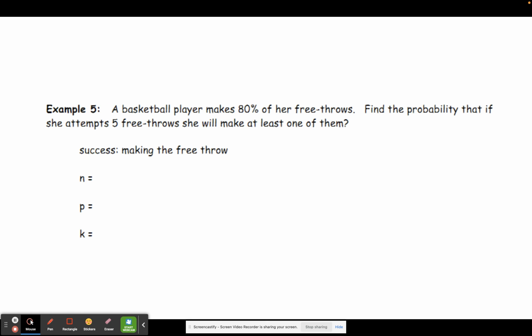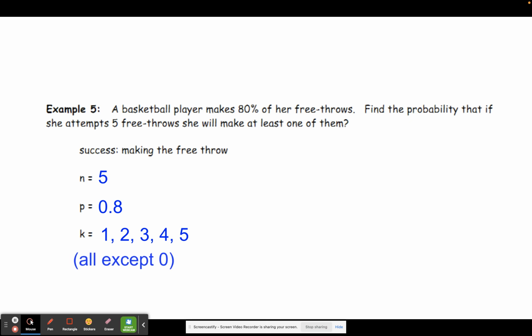Here we're defining success as making a free throw. And n in this case would be 5 because she's attempting 5 of them. The probability of success is 0.8. And then k, now notice it says at least 1, and she's attempting 5. So at least 1 means that she makes 1 or 2 or 3 or 4 or 5 of them. So you could actually do this problem in 2 different ways. One way is that you could calculate those 5 separate probabilities, which wouldn't be difficult. It would just be a little bit time consuming, and then you would add those together.